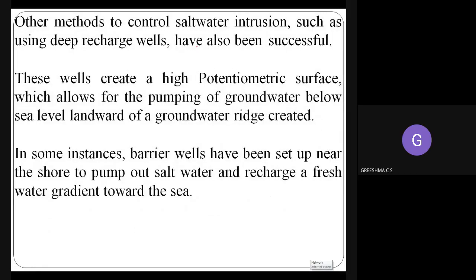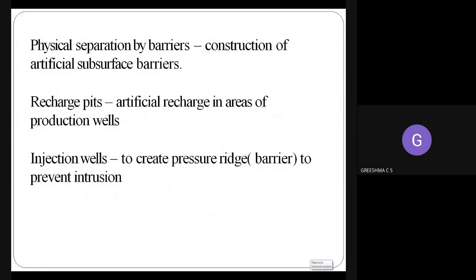Okay, so this is another thing, that is physical separation. That is, you can build barriers, the construction of artificial subsurface barriers. അതായത് ഭൂമിക്കടിയിൽ you can create a barrier between salt water and the fresh waters. Okay, this is a physical method that can be adopted.